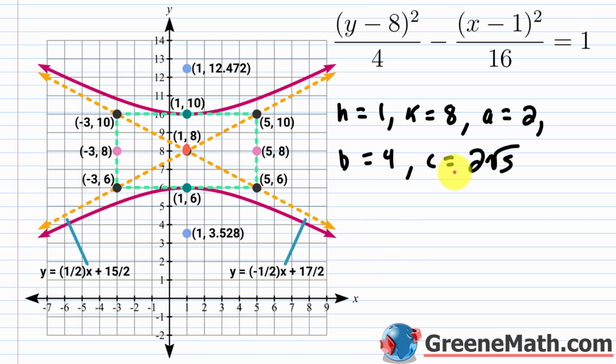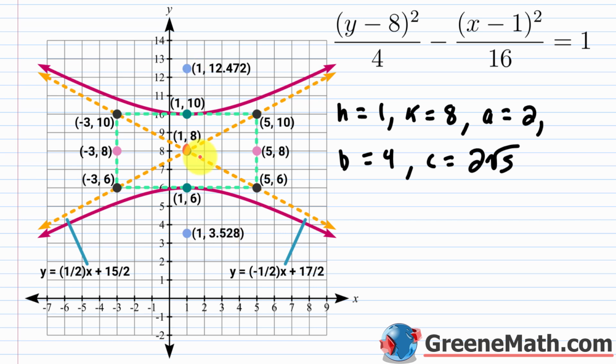In terms of the foci, again, we use this c. That's the distance from the center to each focus. So from the center, we're going to go up by 2 times square root of 5. And we're going to go right there, which is 1 comma 12.472. Again, this is approximated from earlier. And then from the center, we're going to go down by 2 times square root of 5. And we're going to have this 1 comma 3.528. Again, that's approximated from earlier. So those are your foci.